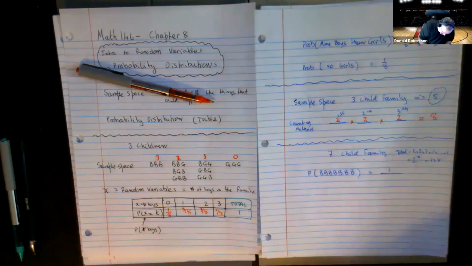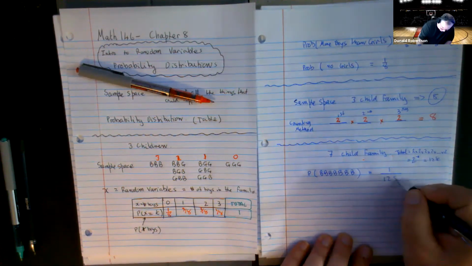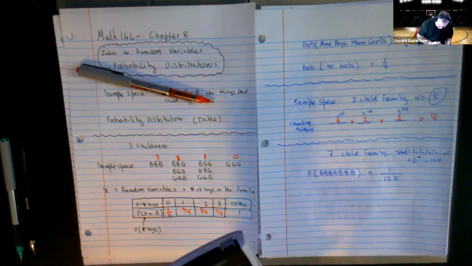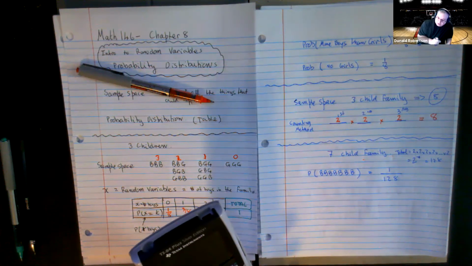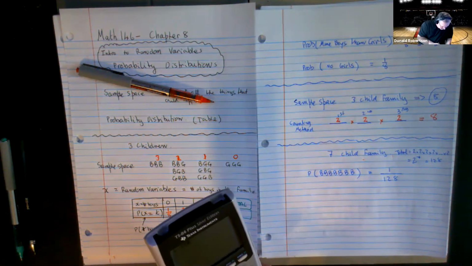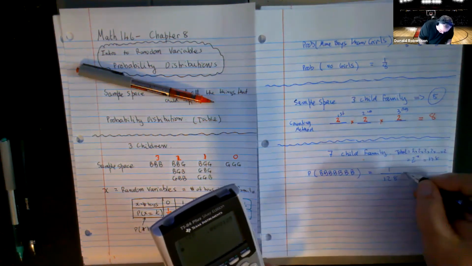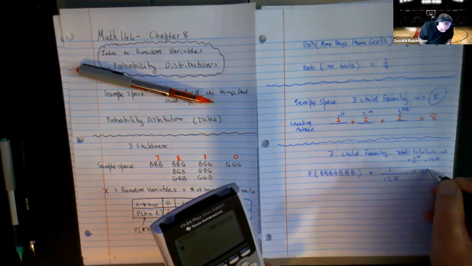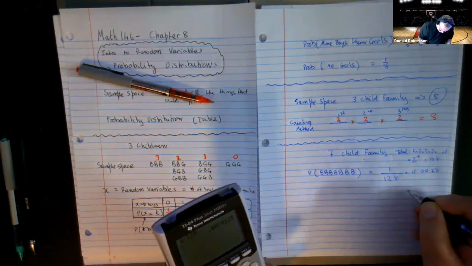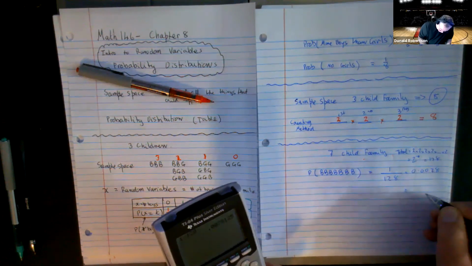So I now know that my probability of having 7 boys in the family is 1 out of 128, which I'm now going to turn into a decimal, which is 0.0078 roughly.